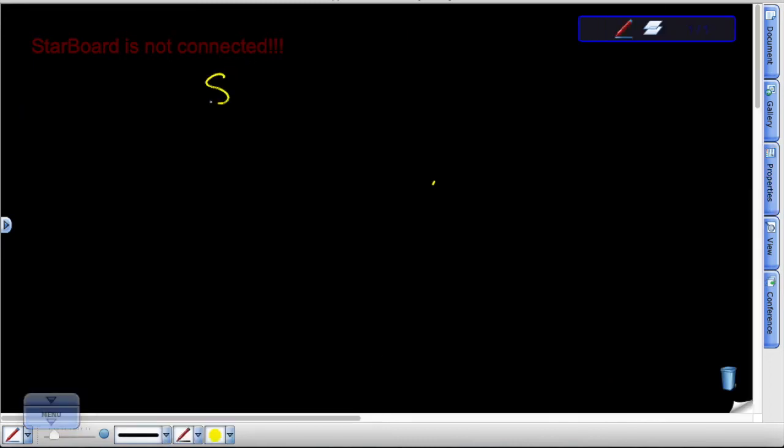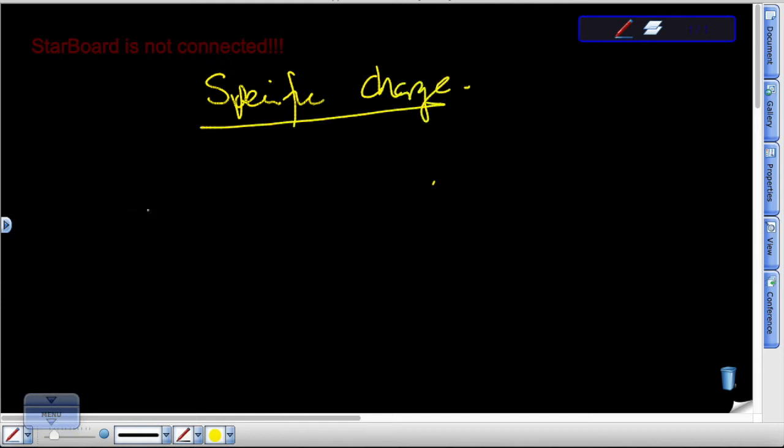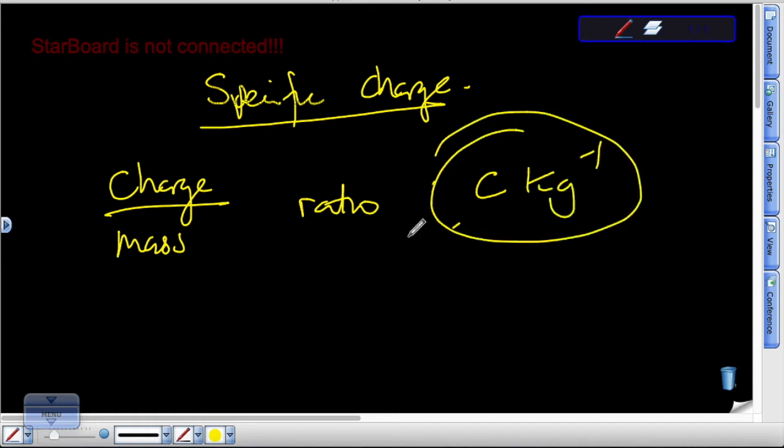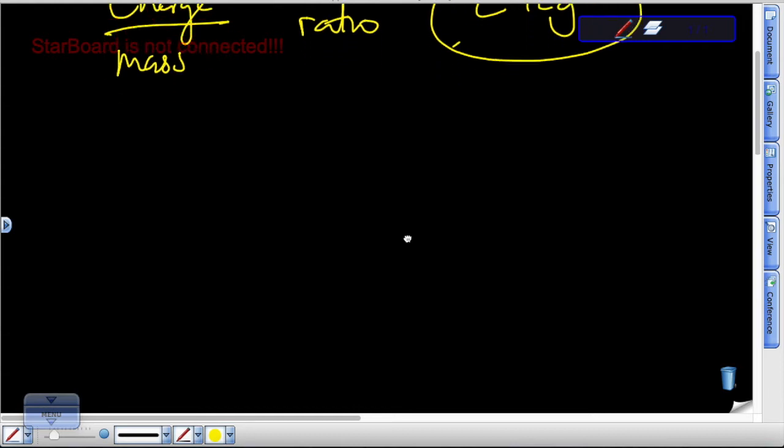On calculating specific charge. Specific charge is defined as the charge to mass ratio with units coulombs per kilogram. Now all you have to master is the three different ways that you can be asked.